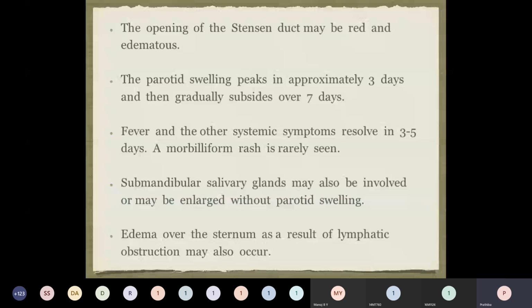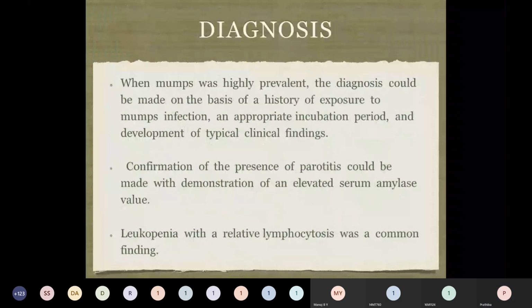Very rarely, we see a morbilliform rash. The other salivary glands which may be affected are the submandibular glands, but the most common one is the parotid gland. There may be edema over the sternum as a result of lymphatic obstruction.